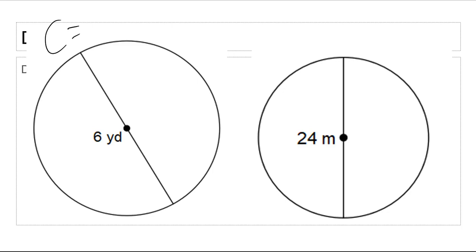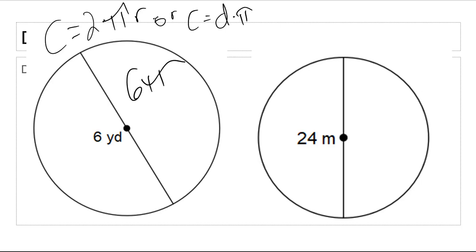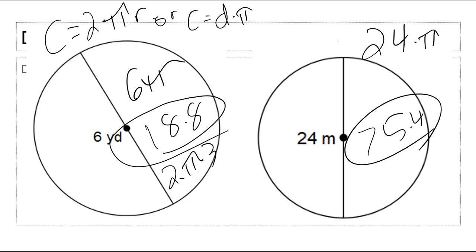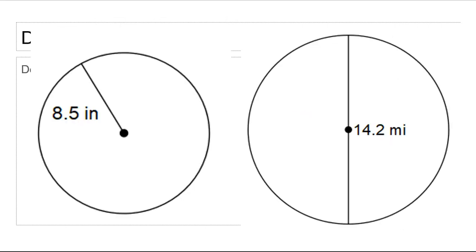Alright, so remember circumference is 2 pi r, but there is another formula, circumference equals diameter times pi. So you can actually just take 6 times pi. If I took 6 times pi, it can be 18.8. It's the same. If you took 2 times pi times 3, it would be the same thing, as 2 times 3 is 6. Same thing over here. Let's just take 24. 75.4. You're just going to take 24 times pi. There you go.